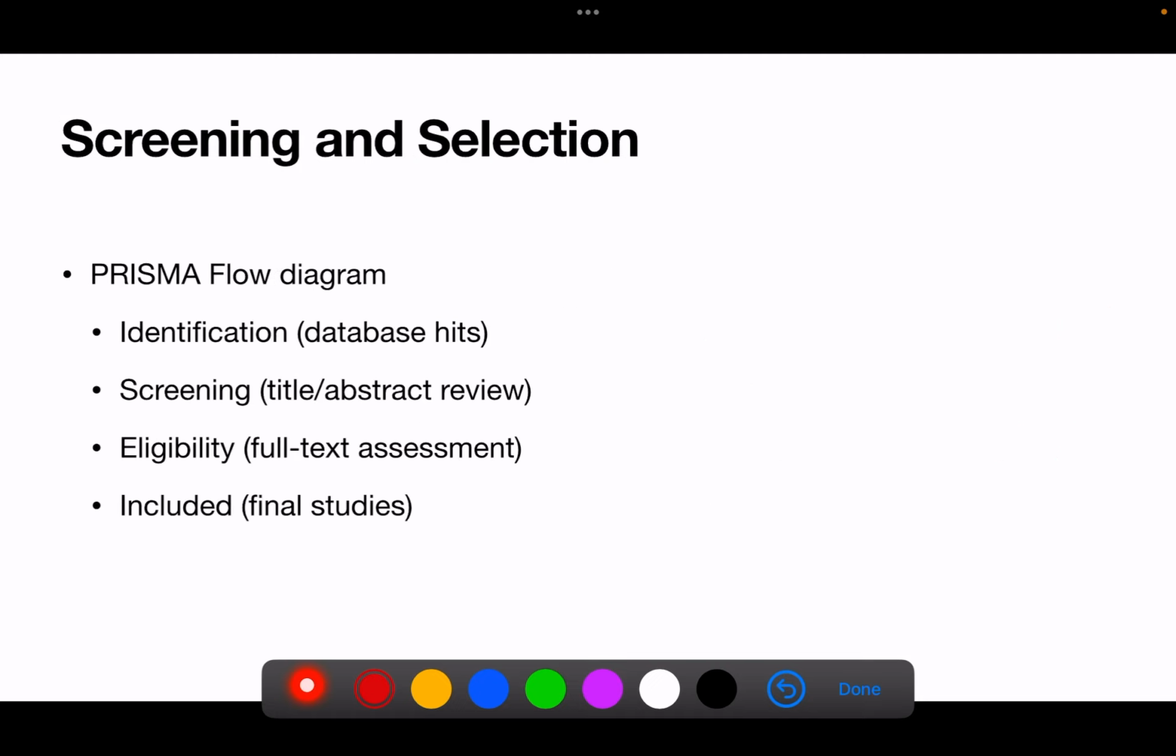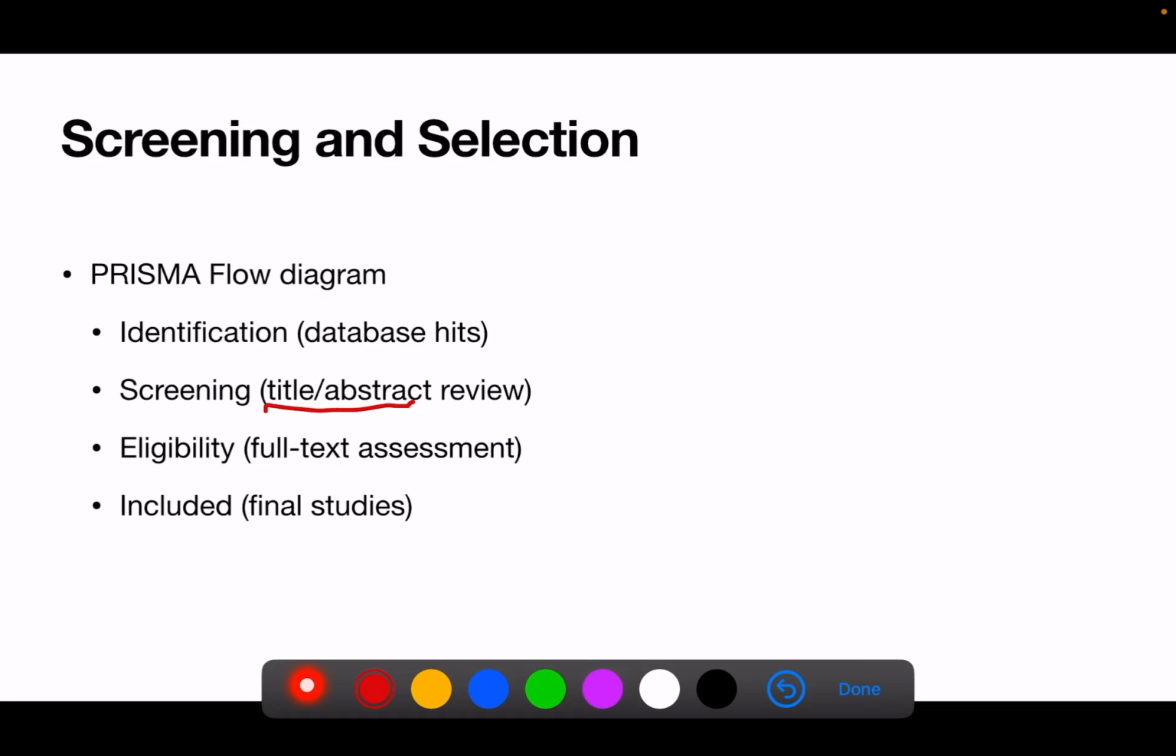Okay. Prisma flow diagram. So it begins with identifying studies using database hits. So when you search through the database, may mga lalabas na mga studies. Those hits will form the first part, the first step in your Prisma flow. Then you need to screen the studies that come up by reviewing the title and the abstract. So is this the type of study that would be useful to you?